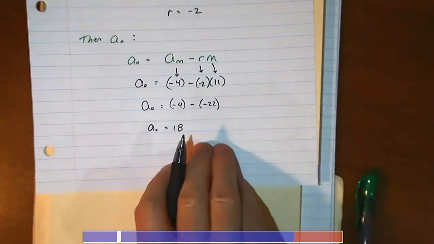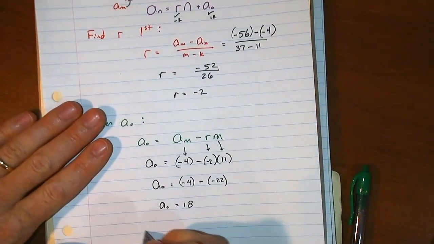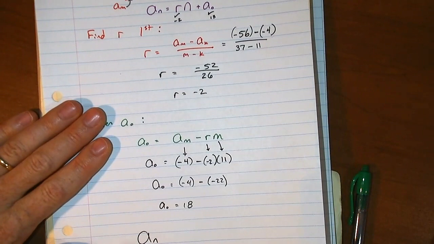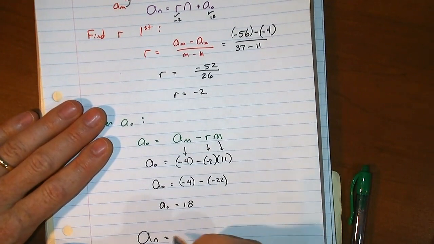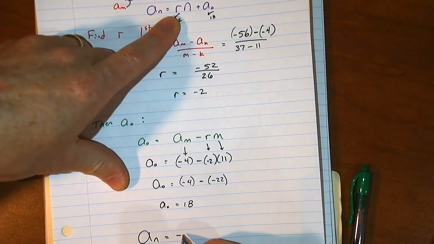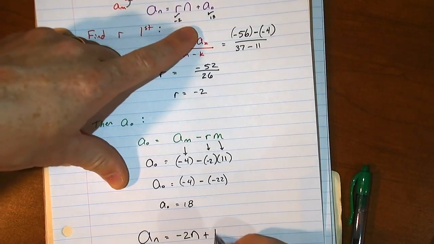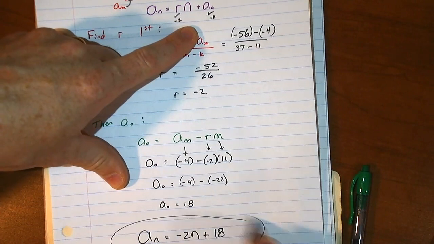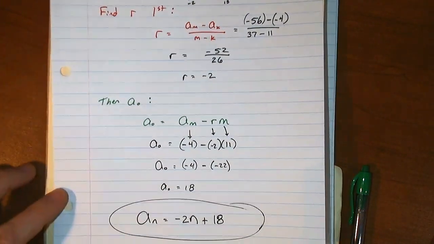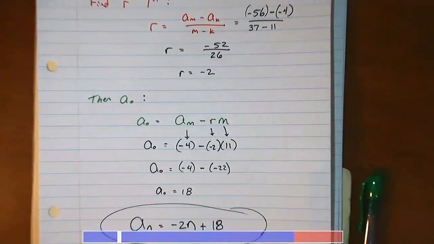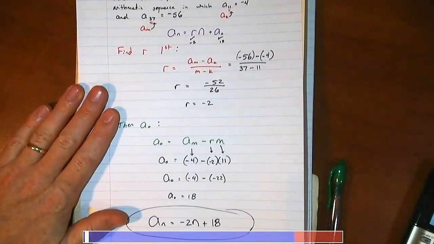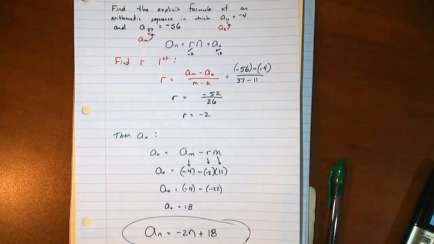So here we go. My final answer, a sub n, is r times n plus a sub 0. And there we go. All right, so this is our basic process. Just straight up using the formulas, not talking about where they come from or anything. So if you want to review that, watch the previous video.